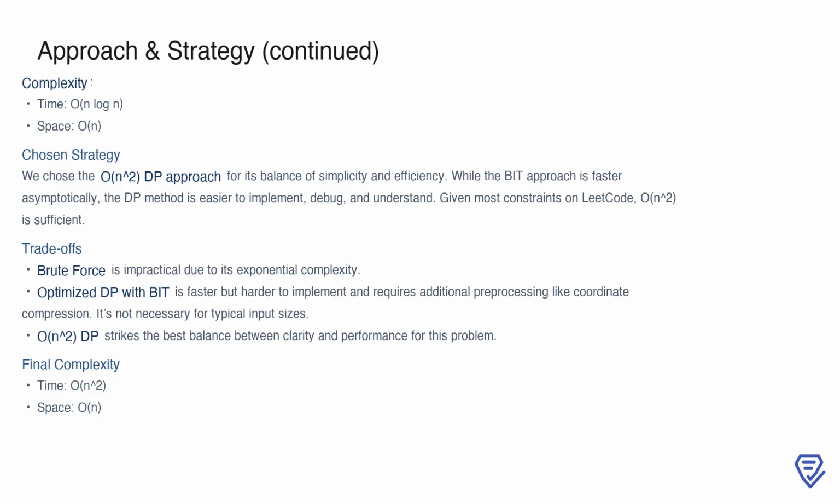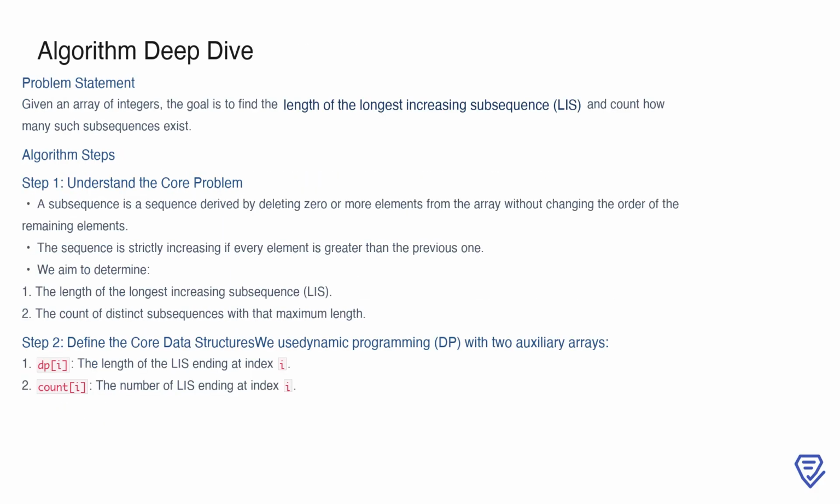most LeetCode constraints. When comparing approaches, the brute force method is clearly impractical due to its exponential complexity. The BIT approach is faster but involves a steeper learning curve and is unnecessary for typical input sizes. Thus, the O(n²) DP solution is the best choice given its manageable complexity and ease of debugging. This gives us a final complexity of O(n²) for time and O(n) for space, making it both efficient and accessible for this problem.